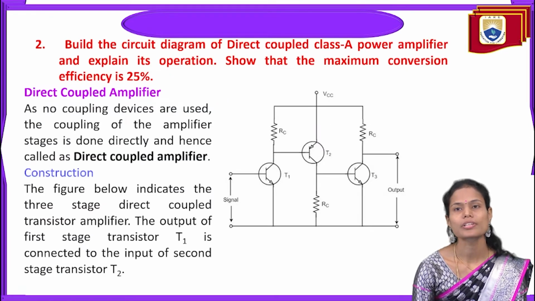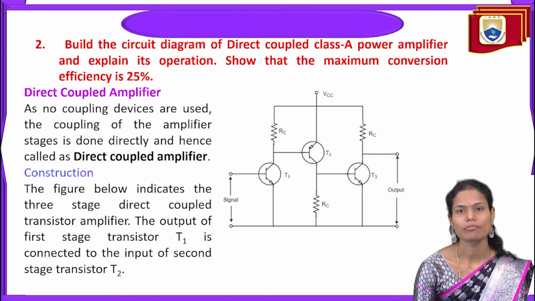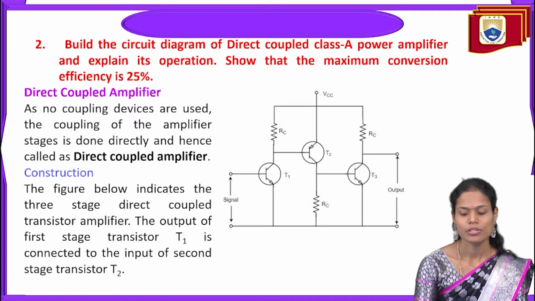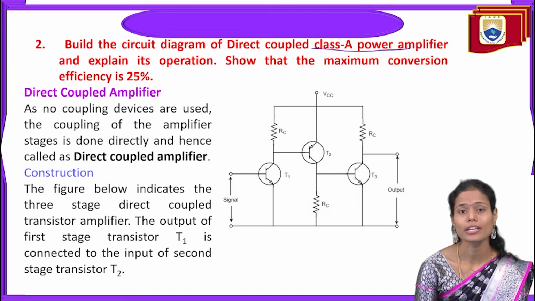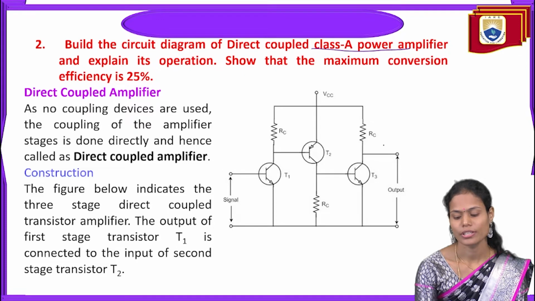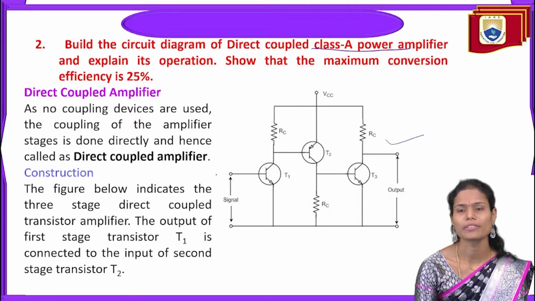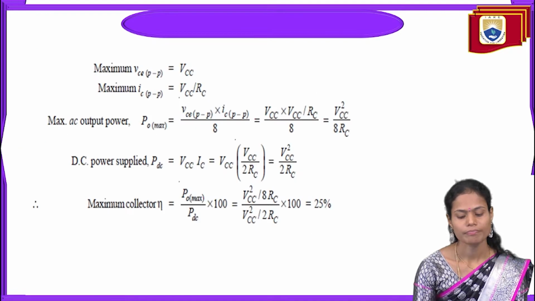Next, build the circuit diagram of direct coupled Class A power amplifier and explain its operation. Show that the maximum conversion efficiency is 25%. Generally, a Class A amplifier will operate for the total 360 degrees. So that is the direct coupled amplifier we are taking. We are not utilizing any coupling elements between one stage and the next stage. So we have to take the direct coupled amplifier and then explain the construction of that one as well as the operation of that one. And next, we have to find the efficiency of that one.